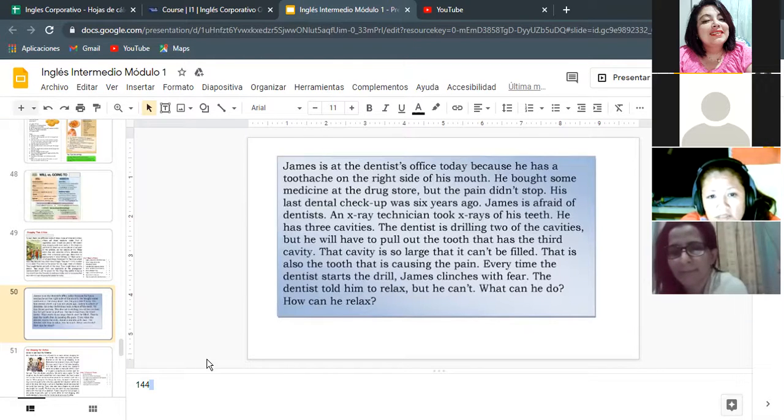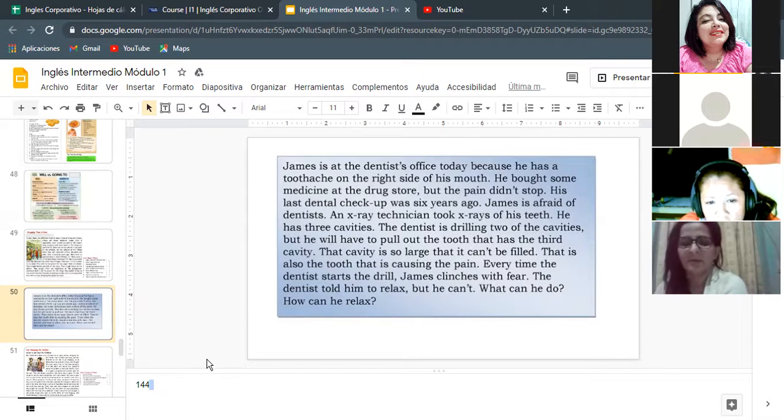James is at the dentist's office today because he has a toothache on the right side of his mouth. He bought some medicine at the drugstore, but the pain didn't stop. His last dental checkup was 6 years ago. James is afraid of dentists. An X-ray technician took X-rays of his teeth.